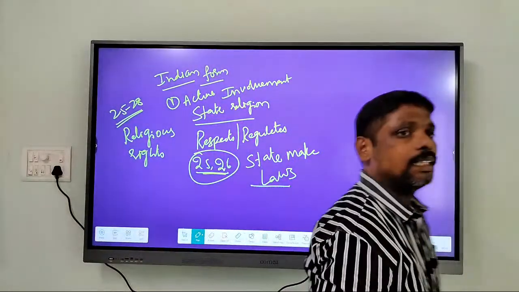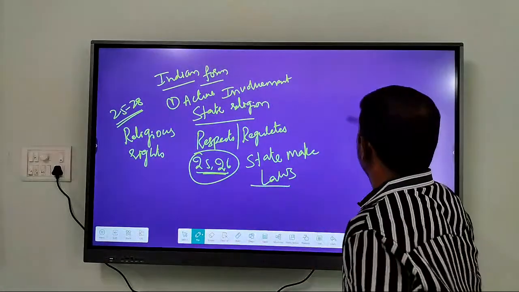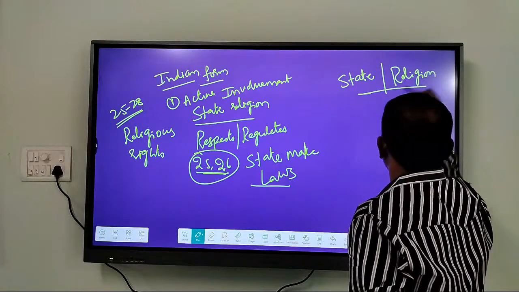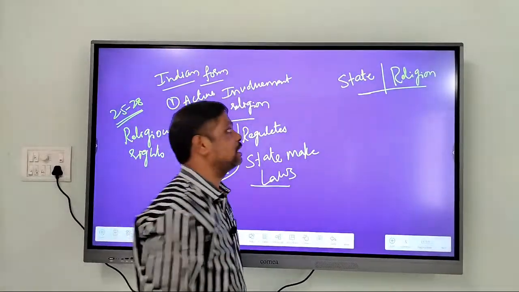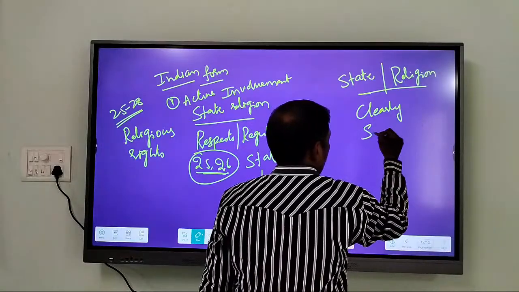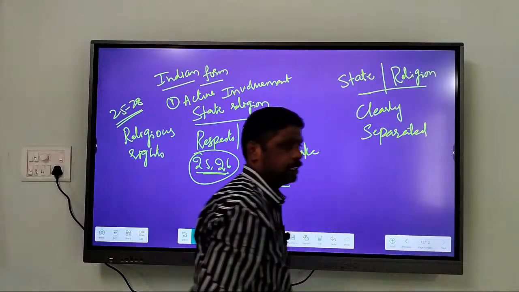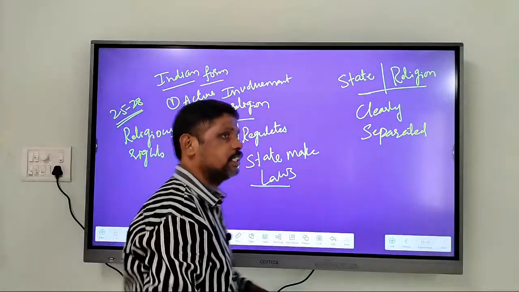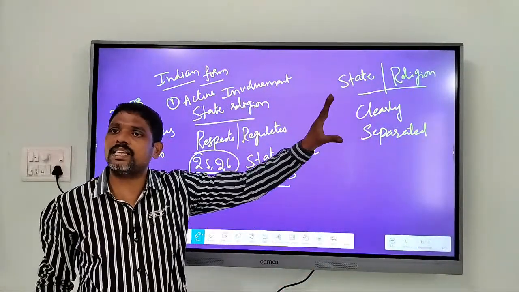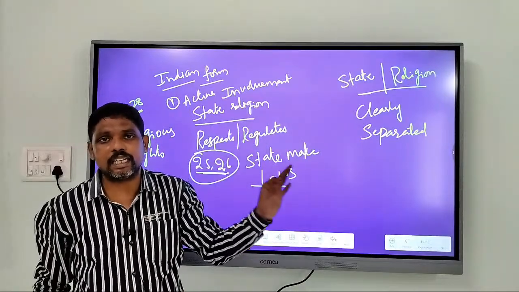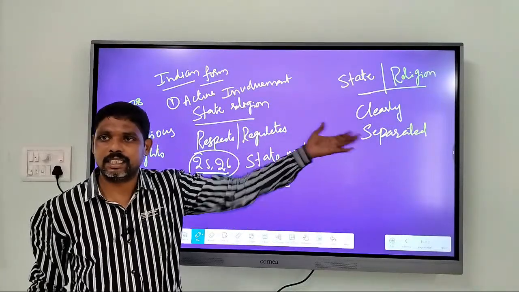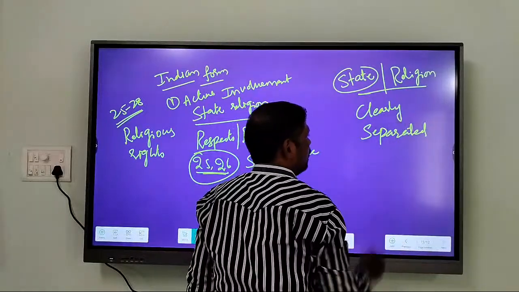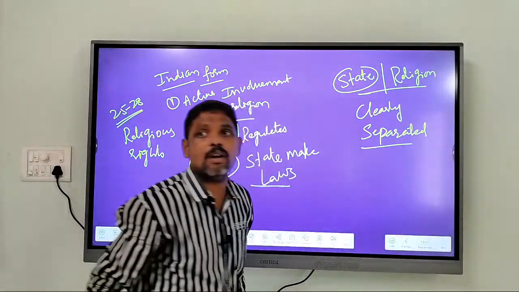If you go to Western countries, there is a clear separation of state from religion. In Western countries, state and religion are clearly separated. That means the state will not involve itself in religion. Take the church, for example. The church will take control of religious affairs; religious affairs are regulated and controlled by the church. Similarly, there is the Muslim state, that is the Khalifa. So there is no state involvement in religion. There is a clear separation of state from religion. This is the Western form of secularism.